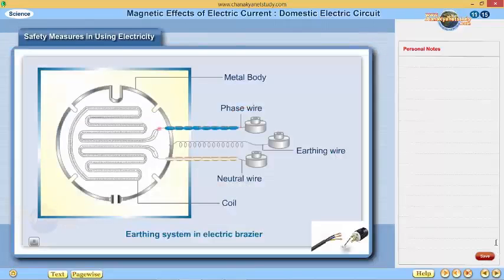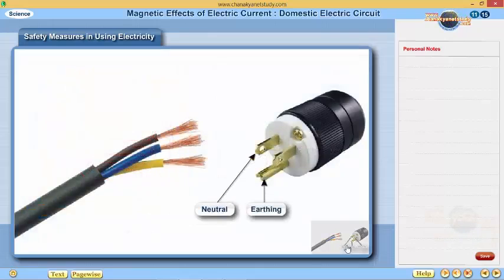To avoid such accidents, metal casings of all electrical appliances must be earthed. One end of a copper wire is connected to the metal case of the appliance, and the other end is connected to the earthing pin of the 3-pin plug. This pin of the plug is connected by a wire to the copper plate, which is buried deep inside the earth. The system of connecting the metal casing of an electrical appliance with a copper plate buried deep inside the earth is called earthing.